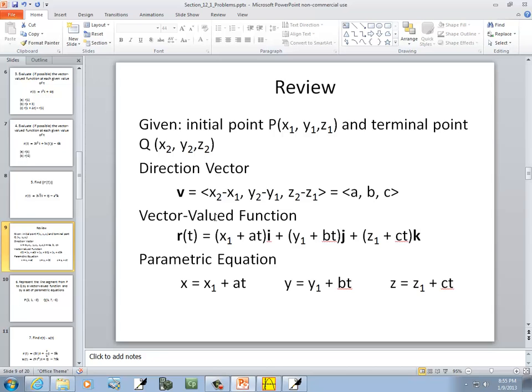Then to find our vector valued function, we take our x1, this is off of our initial point, plus a, which is off of the direction vector, t, i, and then plus y1 plus bt, j, plus z1 plus ct, k, and so forth. And then our parametric equations is just these formulas here. x equals x1 plus at, y is equal to y sub 1 plus bt, and z is equal to z sub 1 plus ct.